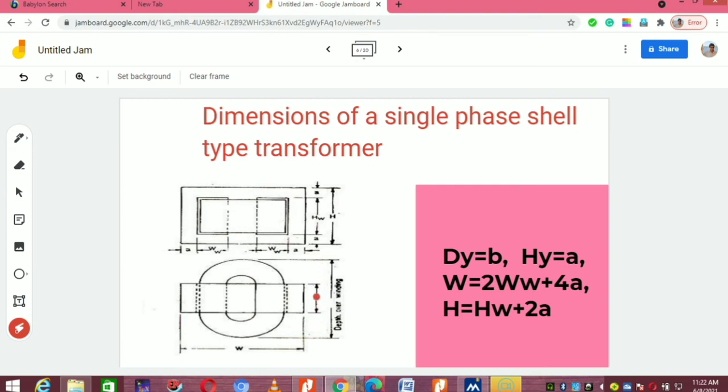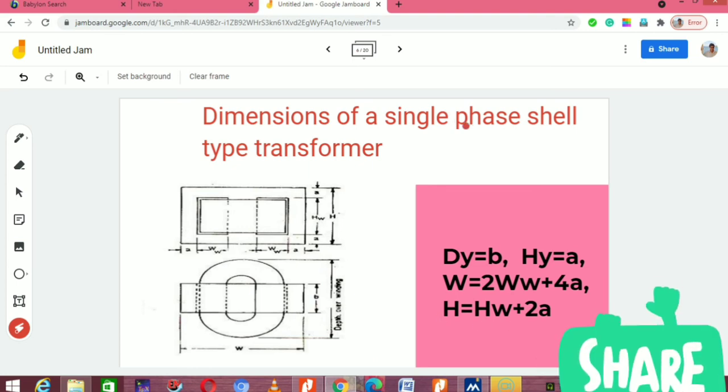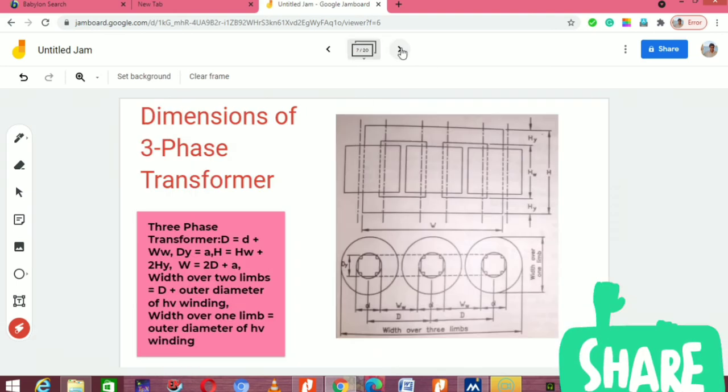Next we'll see the height of the yoke HY, that is equal to A. See from the figure, A is the height of the yoke HY. Next W is equal to WW plus 4A. The central limb is 2A, and then A plus A, so total it will be 2WW plus 4A. And the next, height H is equal to HW plus 2A.